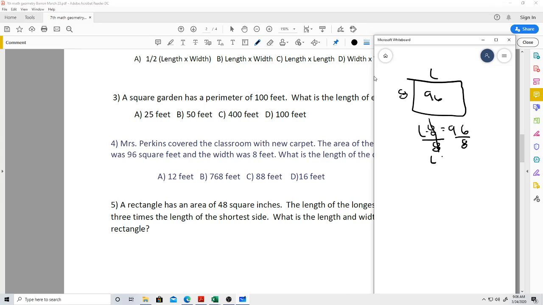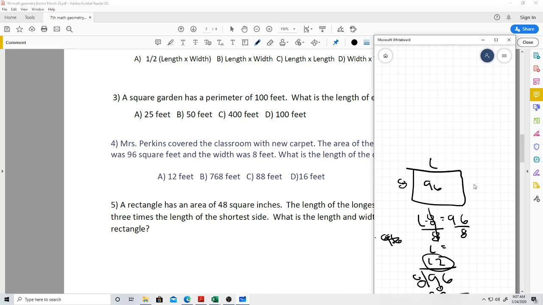And then we have length equals, and then what is 96 divided by 8? Oh my god, I'm going to do that there. All right, 1, 8. Then 9 minus 8 is 1, and then we get down here, 8 into 16, 2. So it's 12 foot.